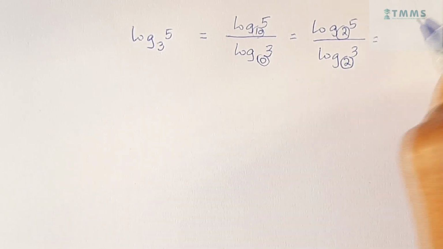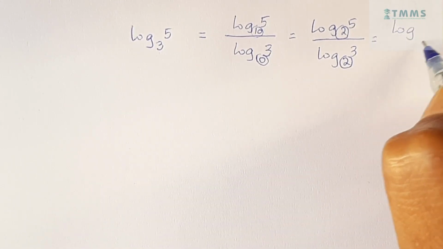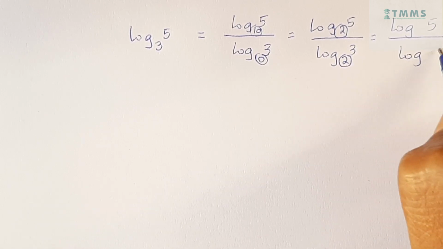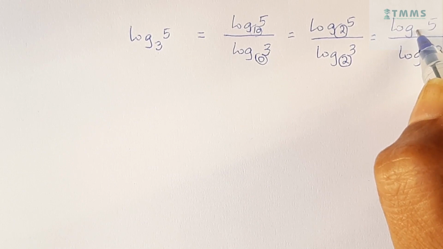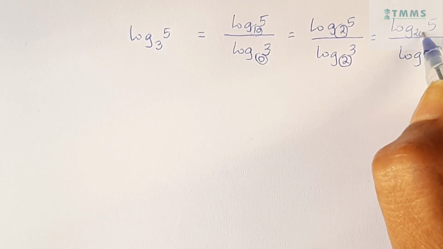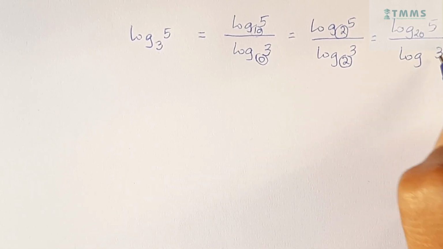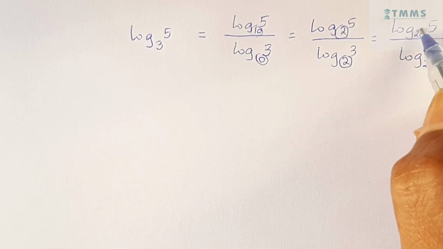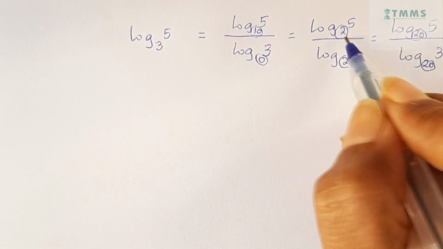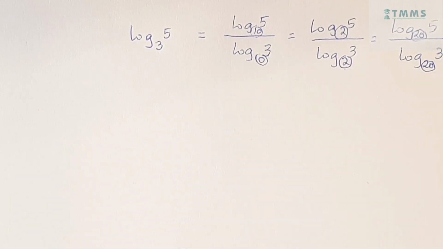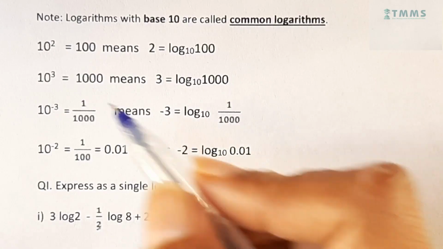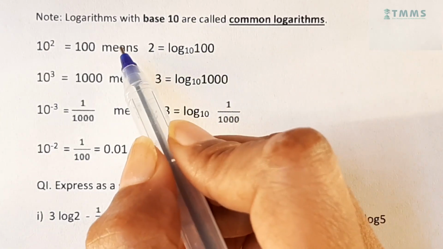Let us take another example by taking another base, log 5 upon log 3. But I can write over here log of 5 to the base 20 and here log 3 to the base 20. Are you getting it? Your bases over here, they have to be the same. Then this result also is true.